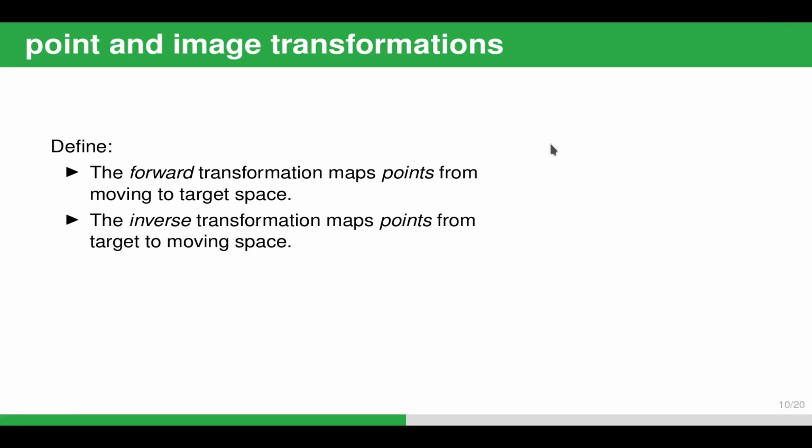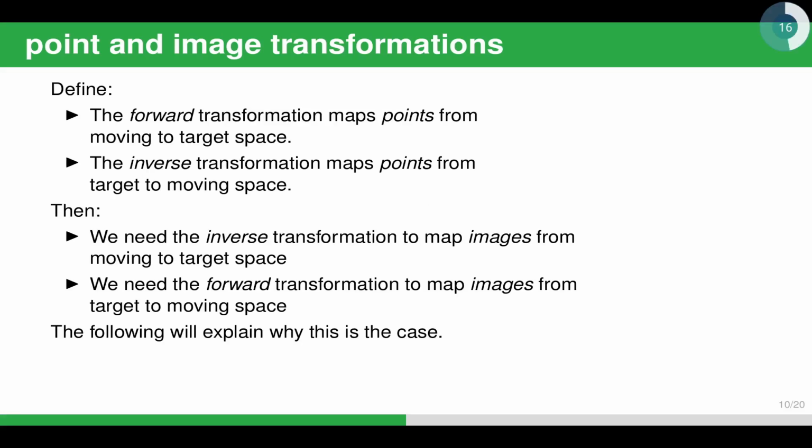What we're going to discover is that we need the inverse transformation to produce a transformed image. That is, we need the inverse transformation to map images from moving to target space, and we need the forward transformation to map images from target to moving space. And now we'll learn why that is the case.